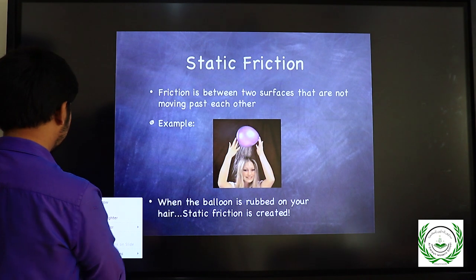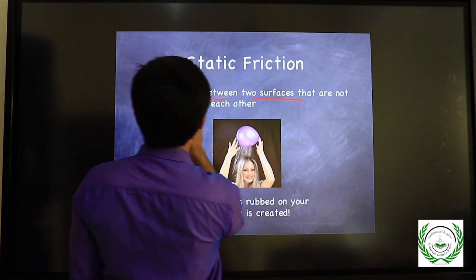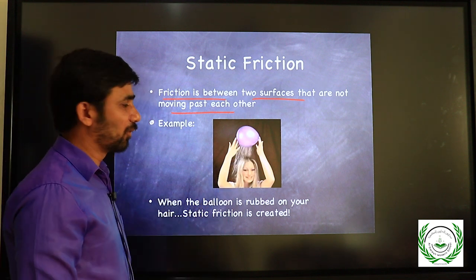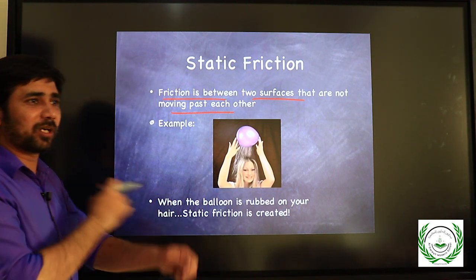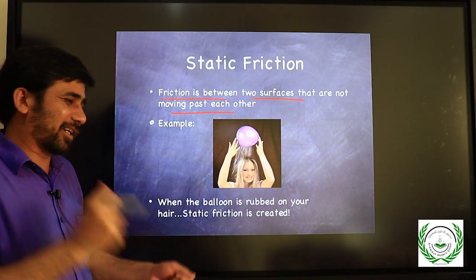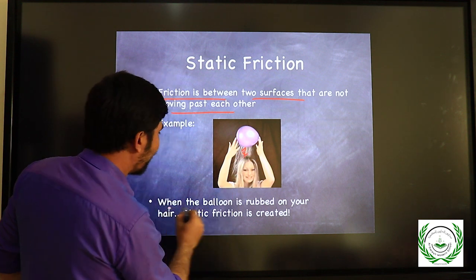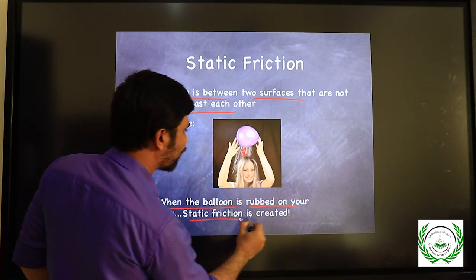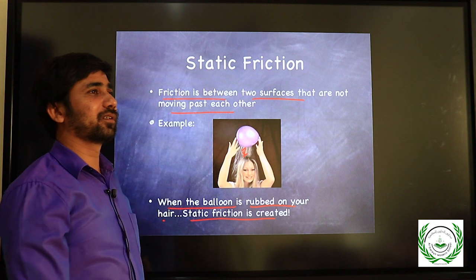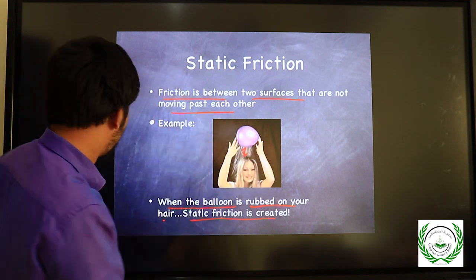Fine. Next. Look here, static friction, or friction between two surfaces, for example a balloon. What's happening? They are attracting each other. Take a balloon, rub it on your hands or on a silk or woollen cloth, and then put it near your head. What happens? It attracts. When the balloon is rubbed on your hair, static electricity is created. Static means molecules or atoms which are at rest and have some power to do work.